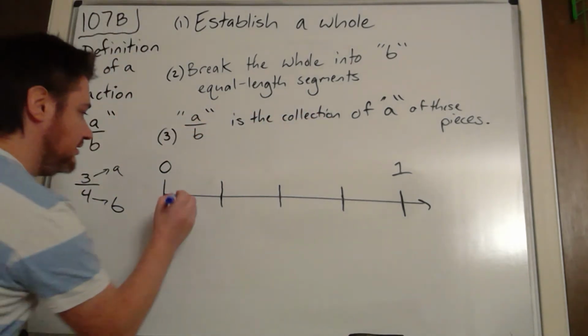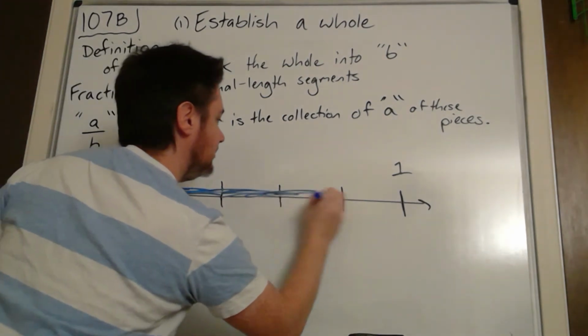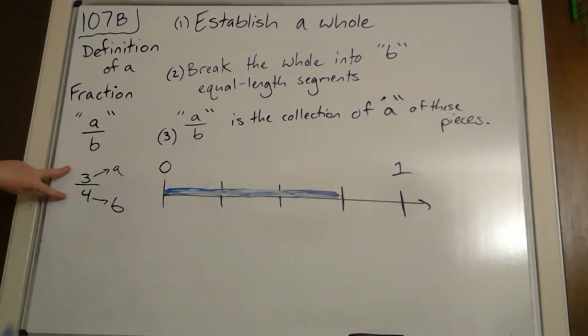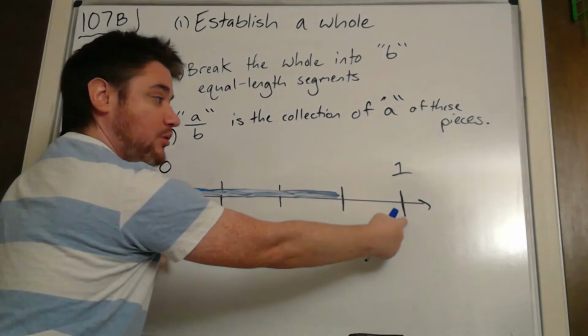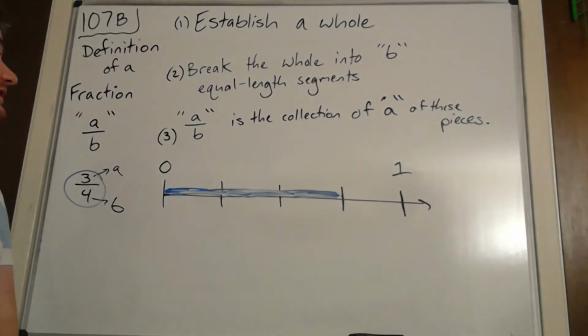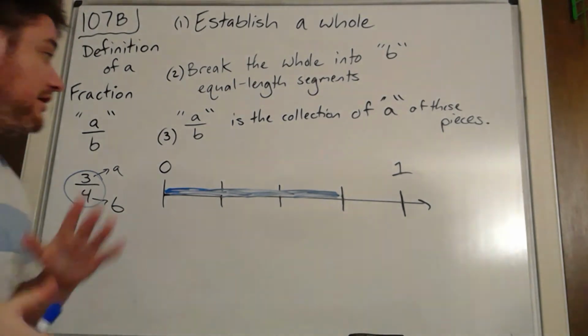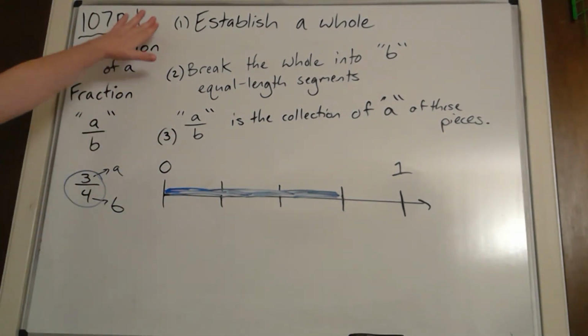So starting at the 0, let me just shade it like this: 1, 2, and 3 of those segments. And now the fraction 3/4 is exactly what I've shaded. It's 3/4 of my whole. Alrighty, so not really too crazy. Nothing so deep going on there that it's baffling to the mind, but we just want to be clear.